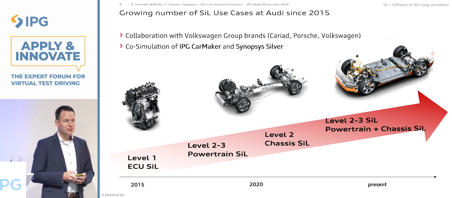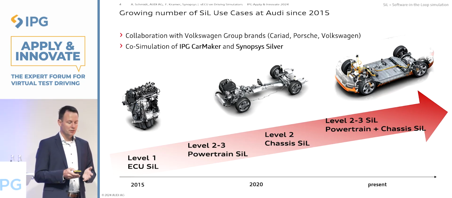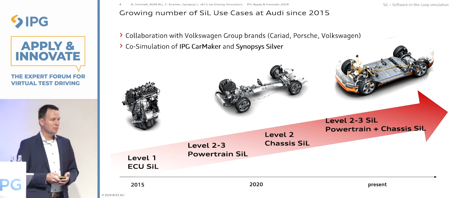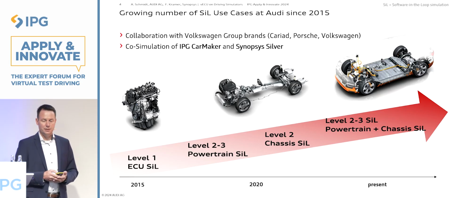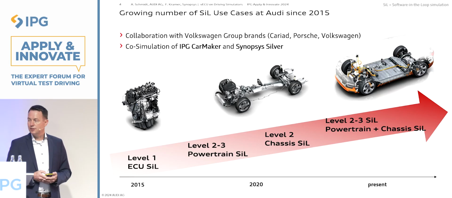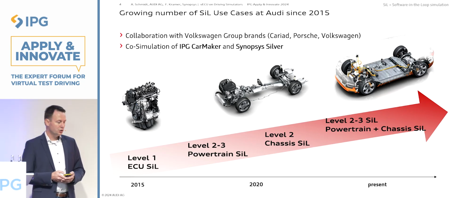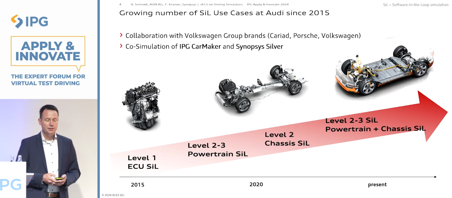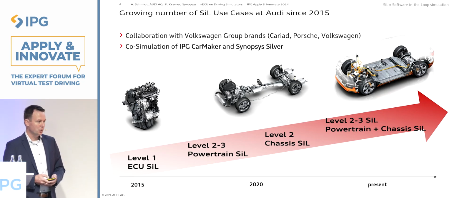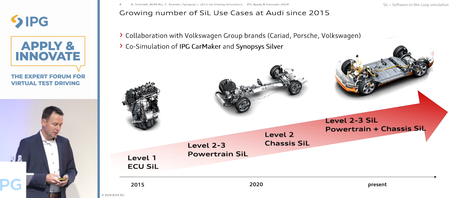Now, in present, we are trying to bring these worlds together to get an entire driving system SIL containing the engines and the chassis functions all in one simulation environment. And as I said, we are using CarMaker for the dynamic simulation, and we distribute these models also to other brands like CARIAD and Volkswagen and Porsche. Also, Tier 1 suppliers use our simulation environment in a collaboration.